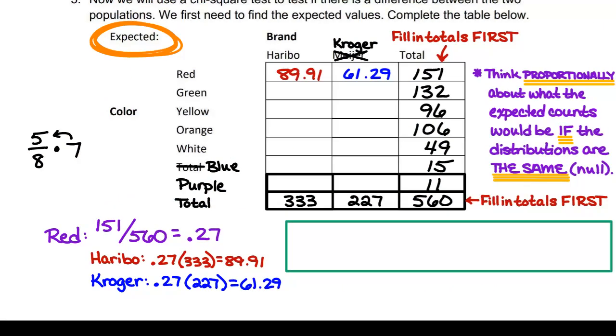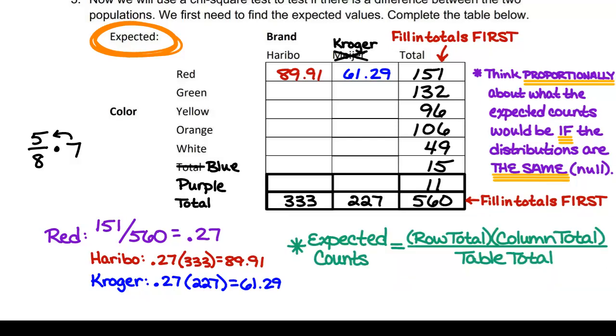So an easier way for me to remember this is that for my expected counts, I'm going to take the row total, that was my 151, times my column total, the 333. So I'm multiplying these two pieces together, and then we're going to divide by the table total. So that's how you find your expected counts when we have multiple categories for two different things. In this case, it was type of gummy bear and then color.